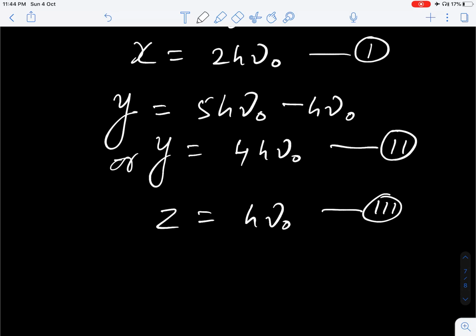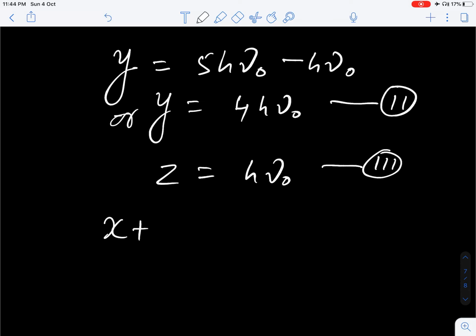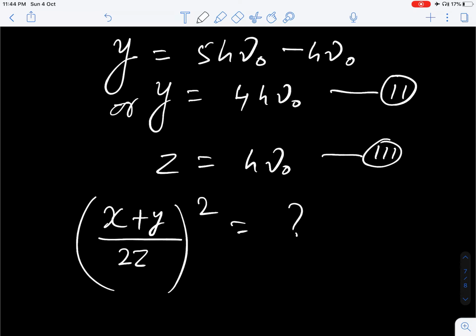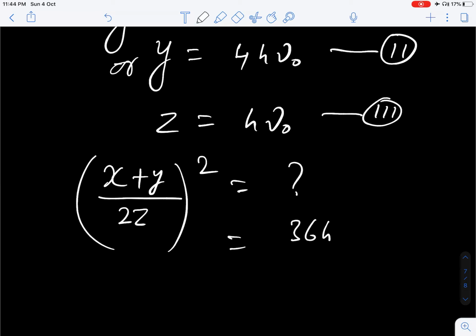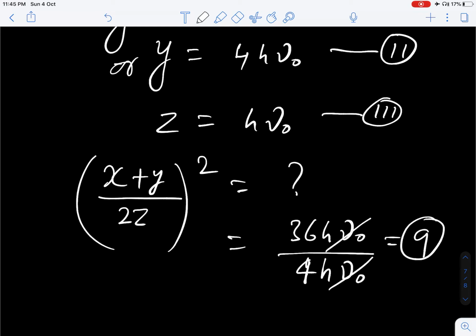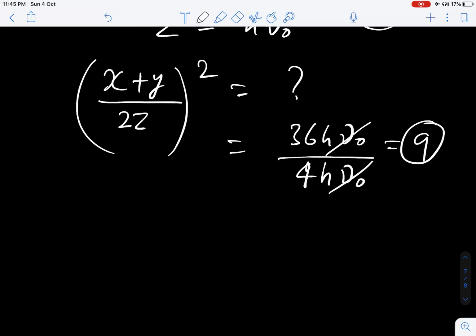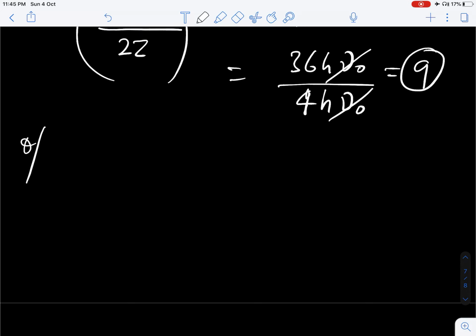Just put these values in x plus y divided by 2z square, which is asked. You will get 36 h nu naught divided by 4 h nu naught. This cancels, and you will get the correct answer, 9. So 9 is the correct answer. Question number 53.